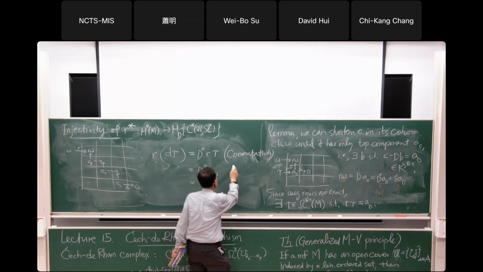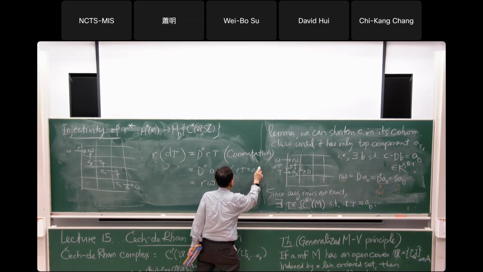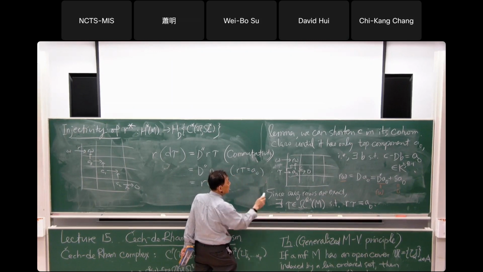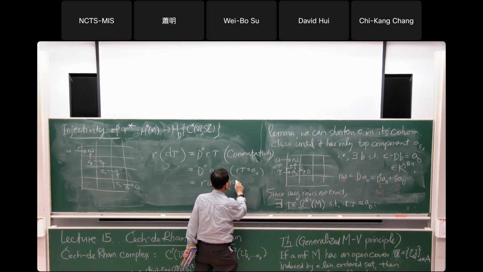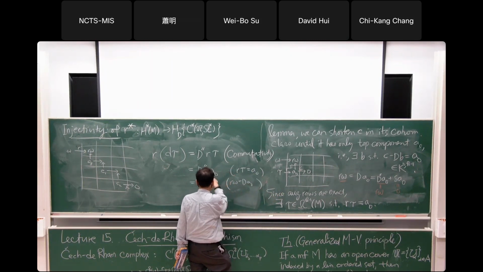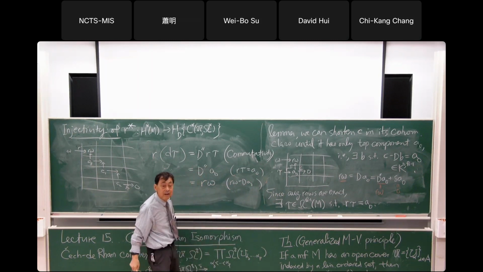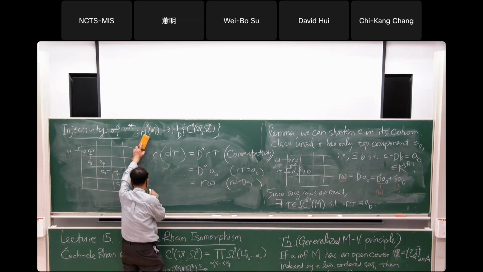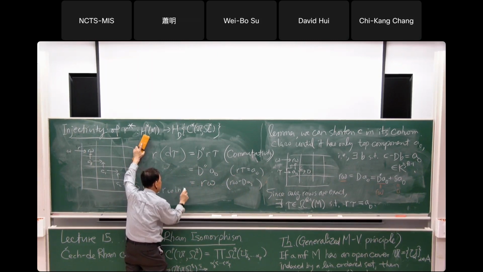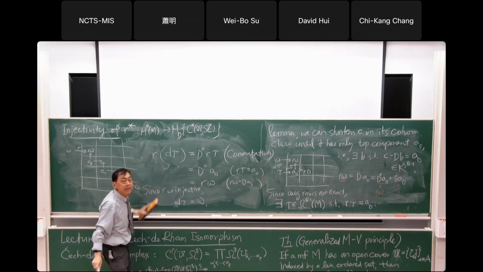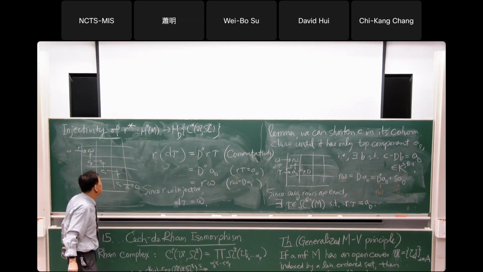So that's because R tau equals A0, and R omega equals dA0, which implies that D double prime of A0 is R omega. Okay? And then since R is injective, this says that D tau is equal to omega. Okay?